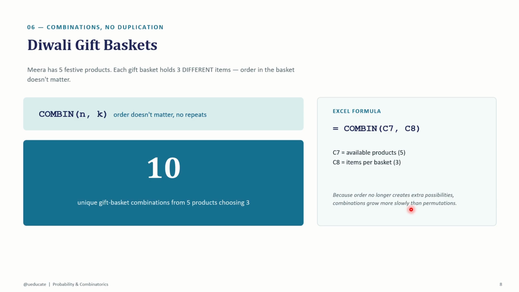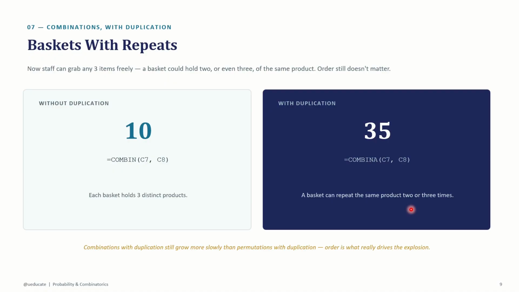Now we talk about combination with duplication. Order here still does not matter, but repeats are allowed. Then we'll use this formula, equal to COMBINA, with the number of products available and the chosen number of products, but a basket can repeat the same product 2 or 3 times, right?